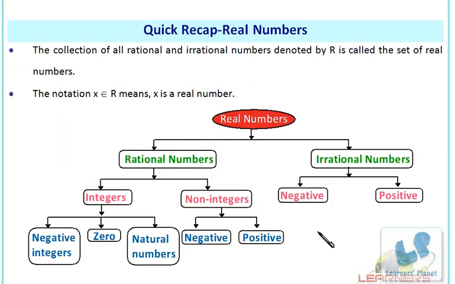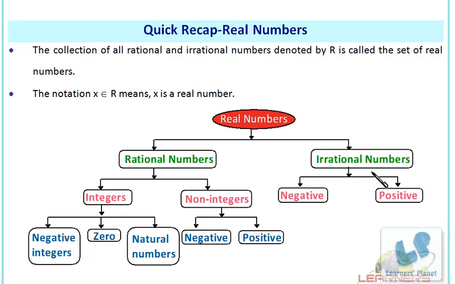Now friends, let's see this chart and have a quick recap of real numbers, then we'll proceed with the other topics. The collection of all the rational and irrational numbers denoted by R is called the set of real numbers. The notation x belongs to R means x is a real number. Real numbers are broadly divided into two categories, rational numbers and irrational numbers. Rational numbers are further divided into two categories, integers and non-integers, right? There are three types of integers: negative integers, zero, and natural numbers, right? Non-integers are negative and positive, say -3/2, 3/2, this sort of thing, right?